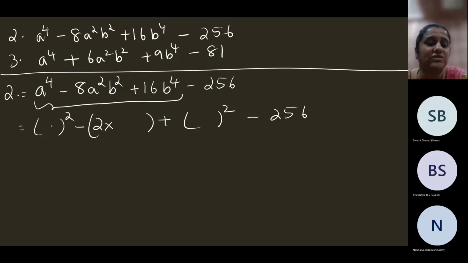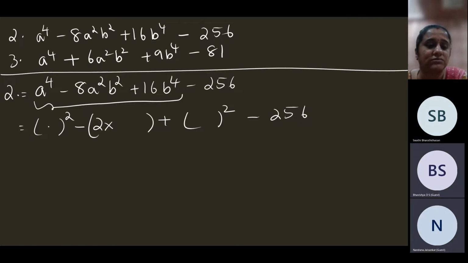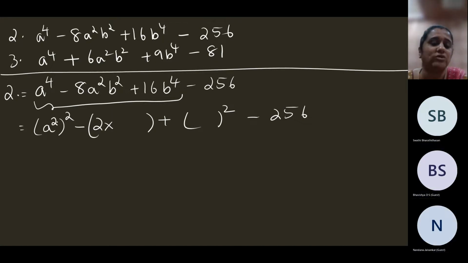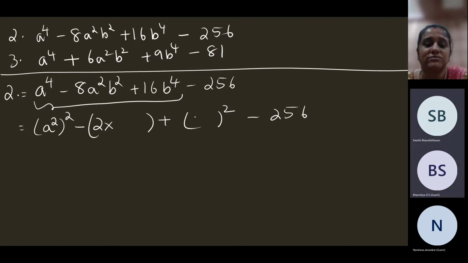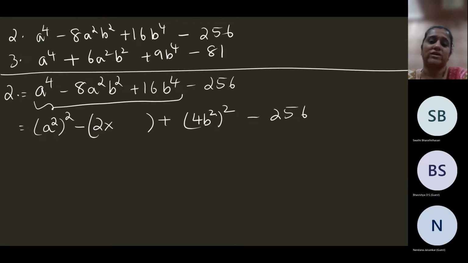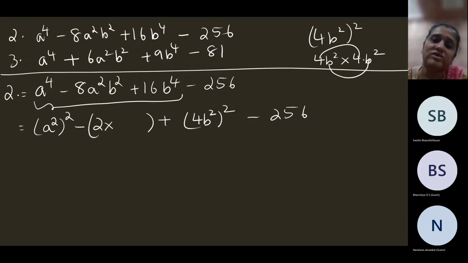Now the first term is like x squared, the second term 2xy, the third term y squared. Now what should we write here in the first bracket? A square, because a to the 4. And in this bracket? 4b square, because 4 square is 16. What do you mean by 4b square the whole square? Please write it like this. This means 4b square into 4b square. 4 fours are 16, b square into b square is b to the power 4. 16b to the power 4.